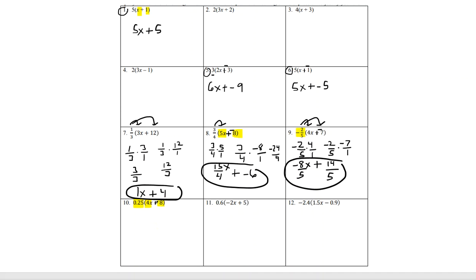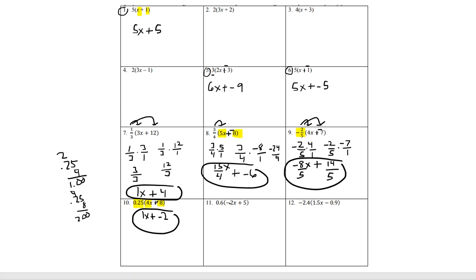So we're going to have 0.25 times 4x. I'm going to just go ahead and do that over here. 0.25 times 4 gives me 1x. And then 0.25 times a negative 8. So if I take 0.25 and I multiply by 8, I'm going to get 2, and this is a positive 0.25 times a negative 8, so that's going to be a negative 2.